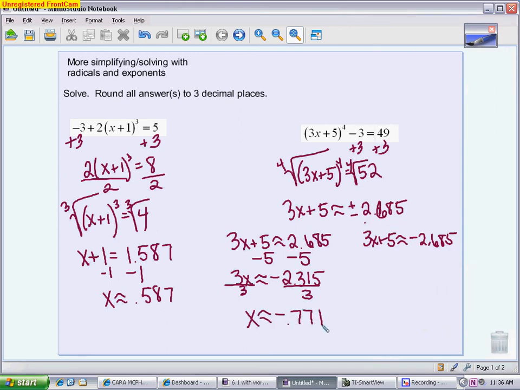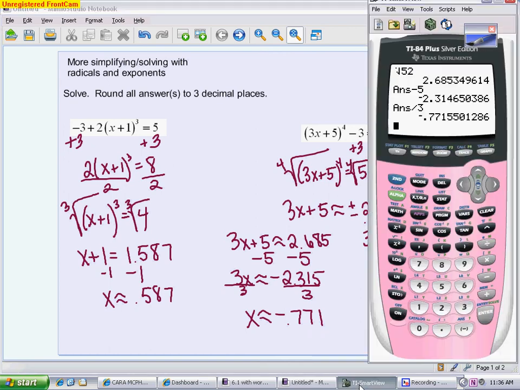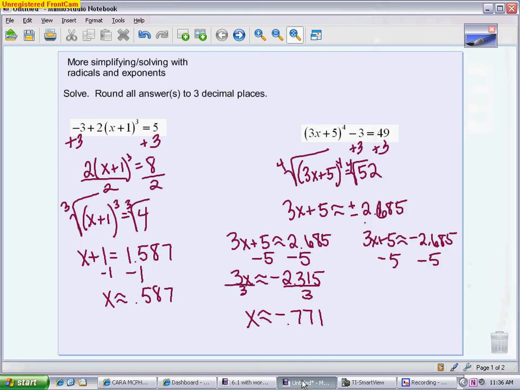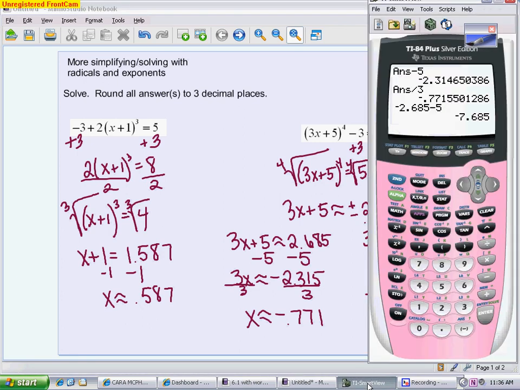On the other side, we're going to subtract 5 from both sides. So now we've got negative 2.685 minus 5 to get negative 7.685, and then we're going to divide both sides by 3. So we have 3x is approximately negative 7.685. Divide both sides by 3, and again, having a calculator does make it easy to just hit divided by 3. And so my other answer is approximately negative 2.561 or 562.